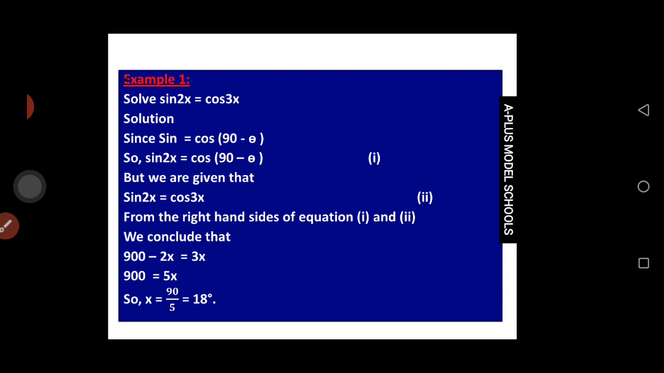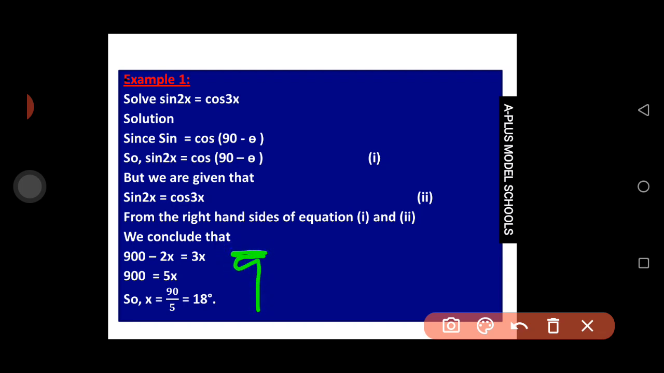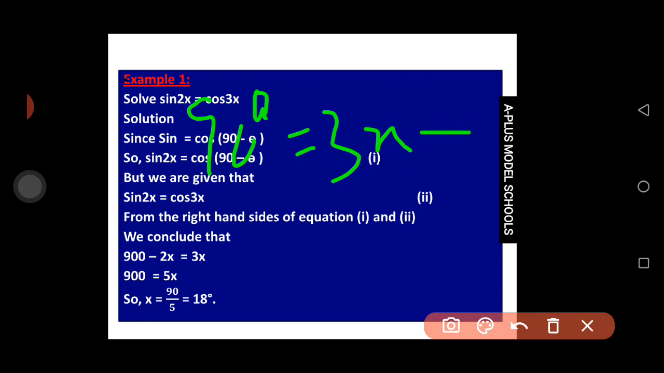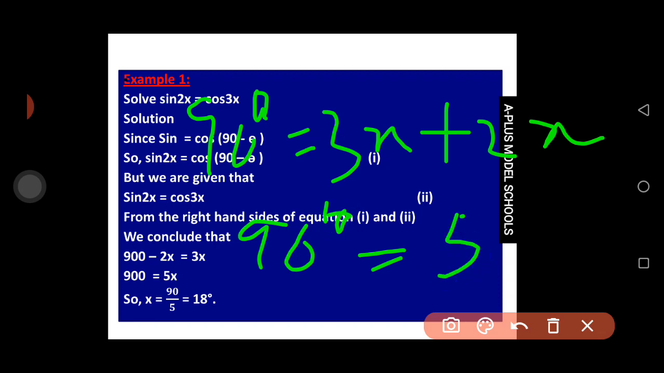So 90 degrees is equal to, when you collect the like terms, 3x. Now I have minus 2x, take it to the other side. That will be plus 2x. So from here, it means I will have 90 degrees is equal to 5x. So you can see that 90 degrees equals 5x.